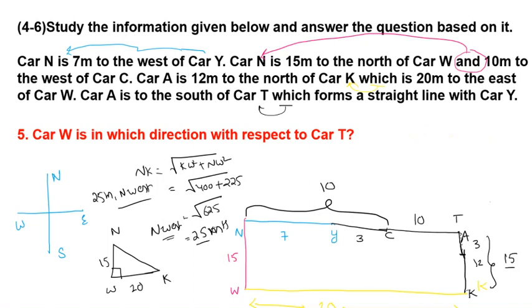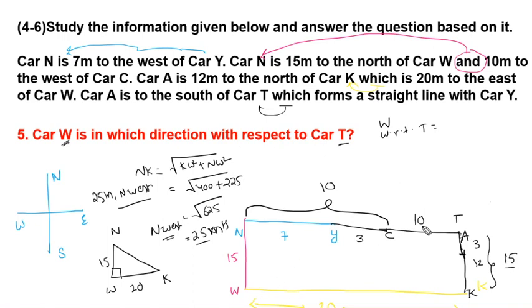So look at this particular question. So what is he asking? Car W is in which direction with respect to T? W, which direction with respect to T? Means you need to start from T all the time, and you need to travel till W. Remember that. So T is here, W is here.